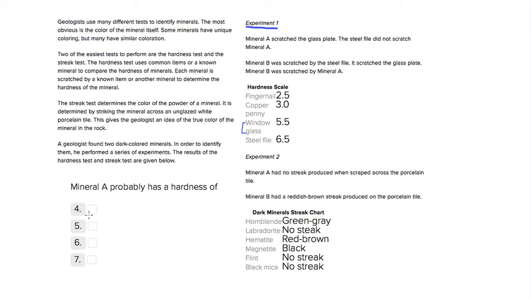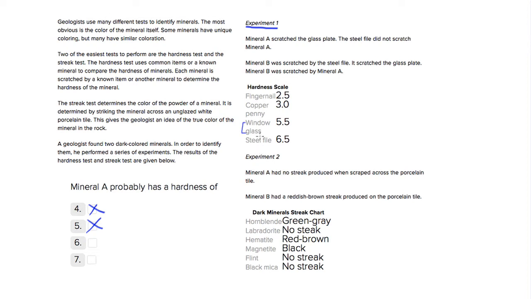So we have 4, so no, it has to be greater than that. And we have 5, and it has to be stronger. So let's see just how strong it has to be. So it scratched the glass plate, and the steel file did not scratch mineral A. So steel file is our strongest thing on the hardness scale.